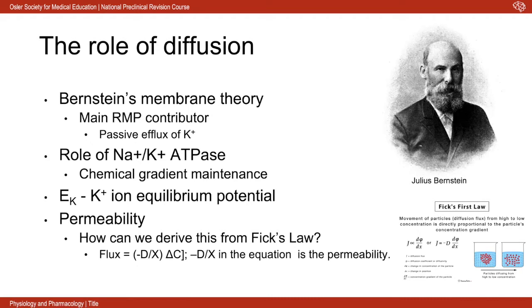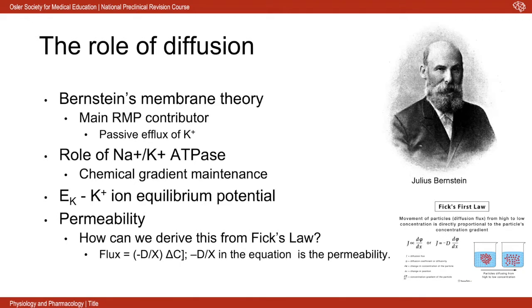So next, we shall consider the role of potassium and sodium diffusion in generating the membrane potential. As ions are charged particles, their diffusion across the membrane through ion channels will depend on both the electrical and chemical gradients. Consistent with Bernstein's membrane theory, which was proposed at the beginning of the 20th century, the main contributor to the resting membrane potential is the passive efflux of potassium ions, and chemical gradients are maintained by a pump called the sodium-potassium activated adenosine triphosphatase pump, or the sodium-potassium ATPase alternatively.